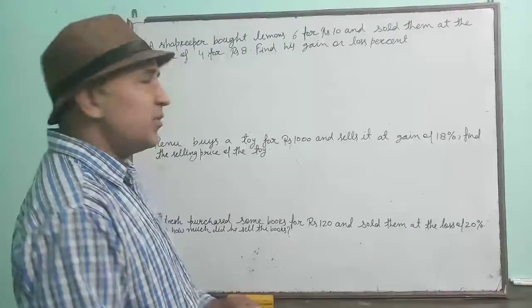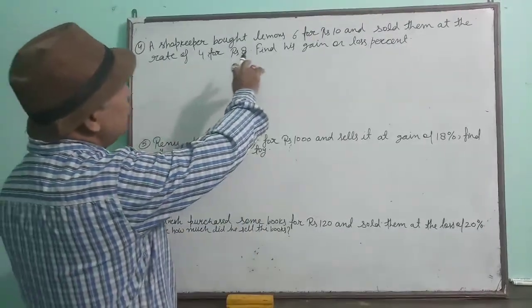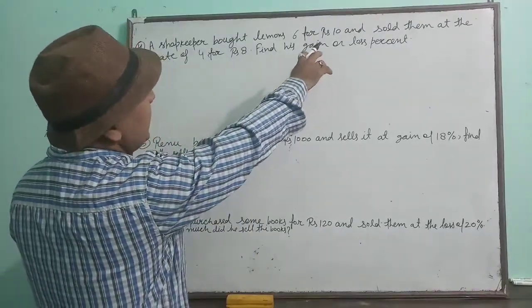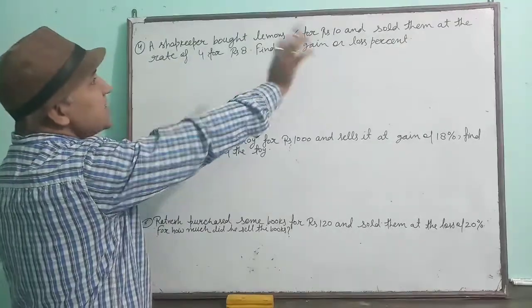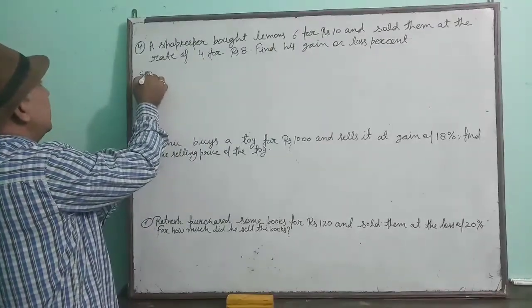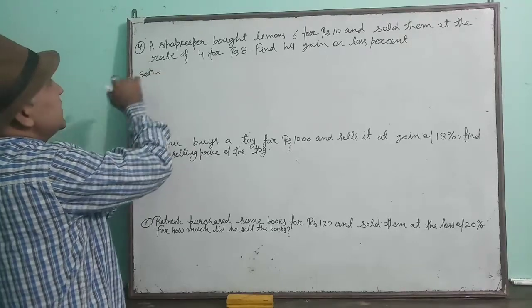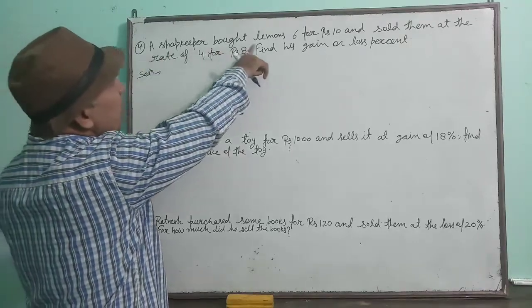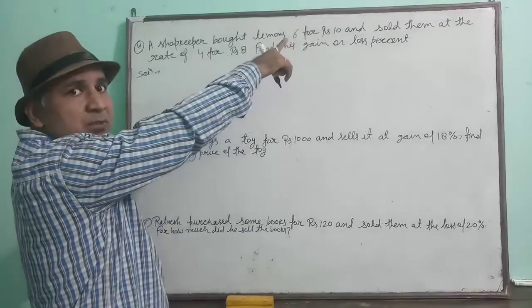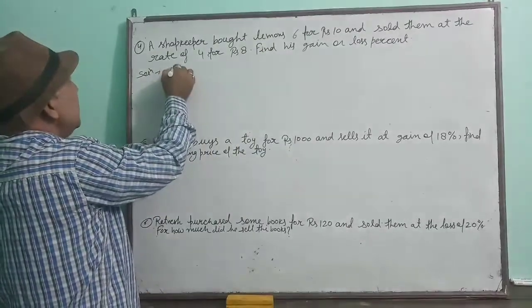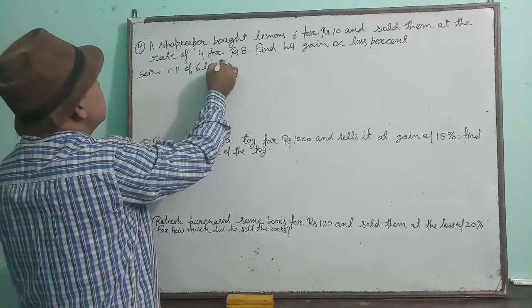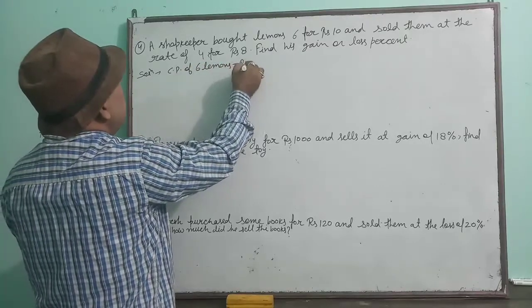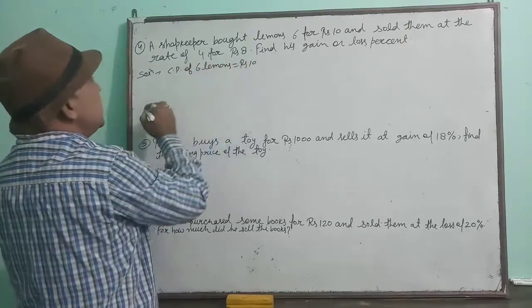Okay, now see question number 4. A shopkeeper bought lemons 6 for rupees 10 and sold them at the rate of 4 for rupees 8. Find his gain or loss percent. See what is given. A shopkeeper bought 6 lemons for rupees 10. That means cost price of 6 lemons is equal to 10 rupees.